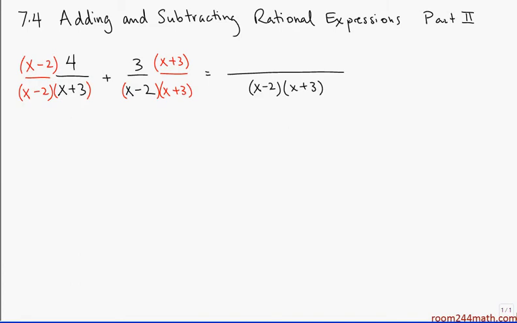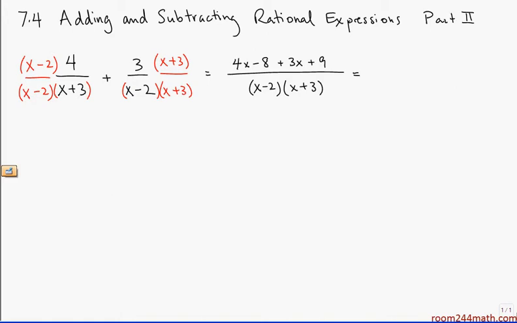We do have some work to do in the numerator. We want to multiply the x minus 2 by the 4, and also expand 3 times the x plus 3, and then collect terms, and then factor. It's quite important to factor the resulting numerator. So let's see what we get here. We get 4x minus 8 plus 3x plus 9.